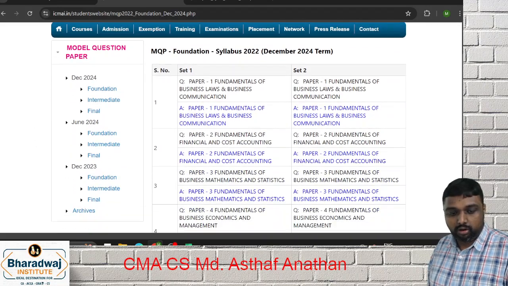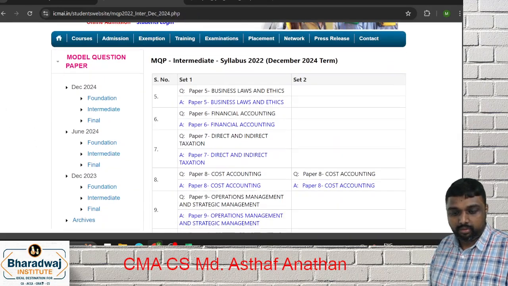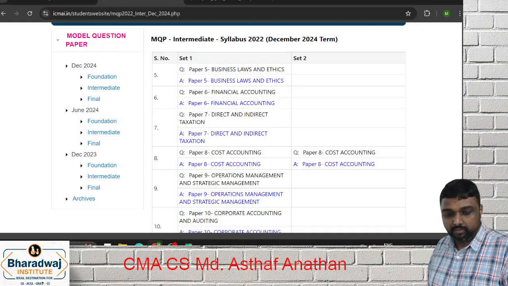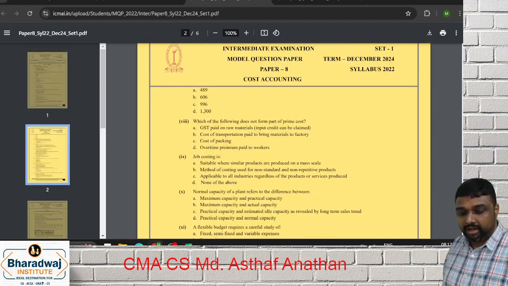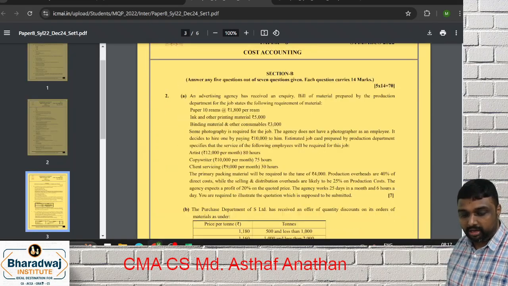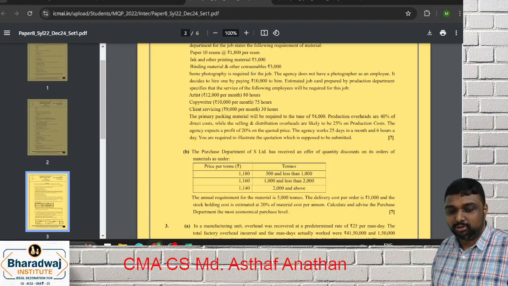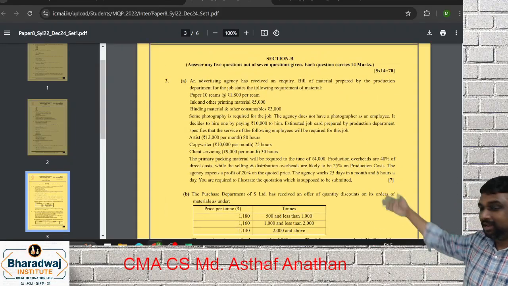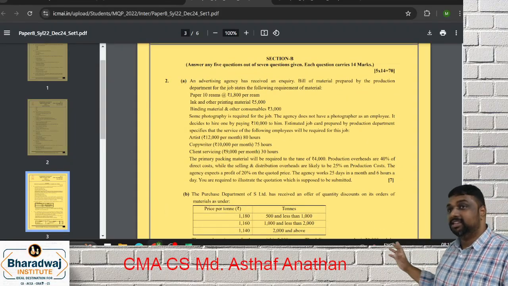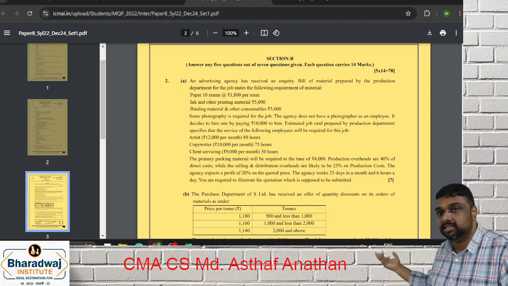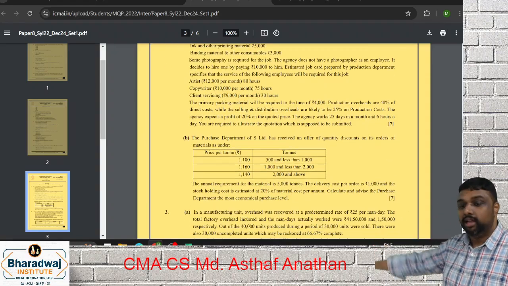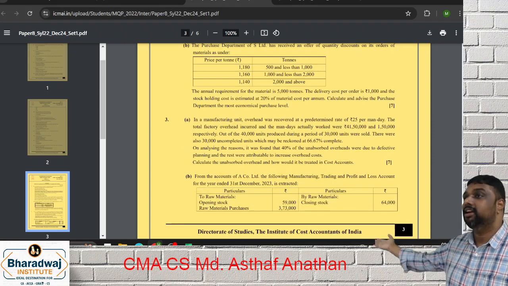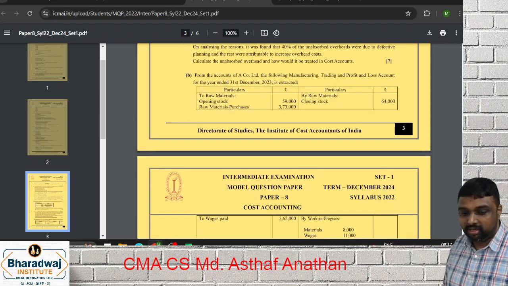Now, if I go for intermediate, if I take the cost accounting paper, this is your cost accounting paper. See, the first question, an advertisement agency had recovered. We discussed this because we have gone through this in the last session also. That is why we did this. In the last question, last day we did this EOQ question, correct? Under recovery, over recovery, we discussed. See, here comes a question.